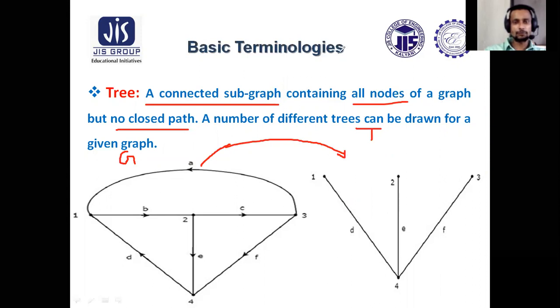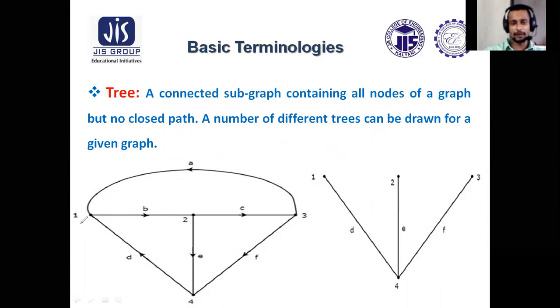Okay. So how to obtain a tree from a particular graph? See here, this graph has different loops, but while forming a tree, the tree should have all the nodes and a few branches of the graph. Whenever I connect this B, this will form a loop. So this will no more be a tree. So a tree should have no closed path or loop within it. Okay. So a tree is an open set of branches which have no loop associated. So the important point here is the tree should contain all the nodes of the graph.